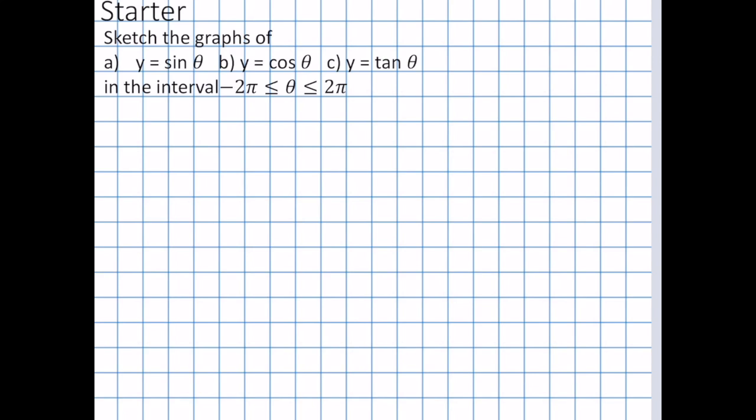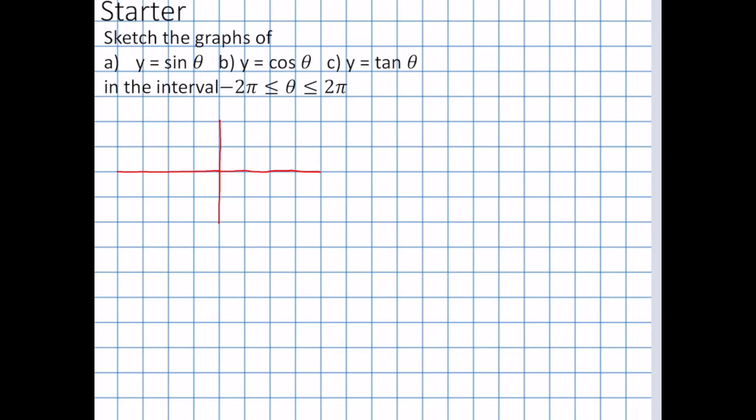Okay, so this is what you should have done. Hopefully you remembered that if you're going from minus 2 pi to 2 pi, the best thing to do is to divide up the axes into 4 subdivisions. So if we draw our x-axis out, we want 1, 2, 3, 4 units there, and then 1, 2, 3, 4 there. That would put our y-axis about here. Okay, this is just for sketching purposes.